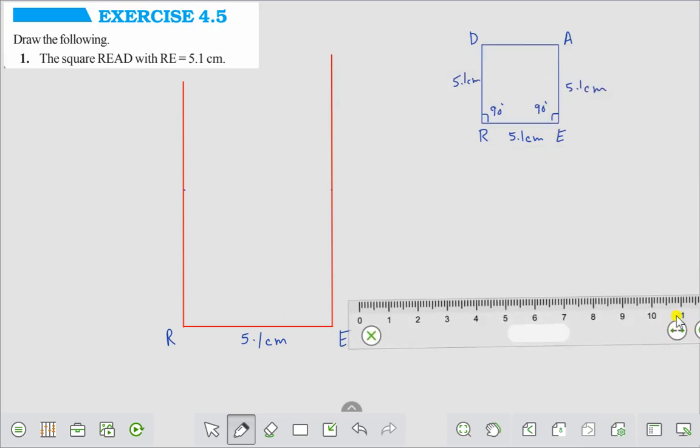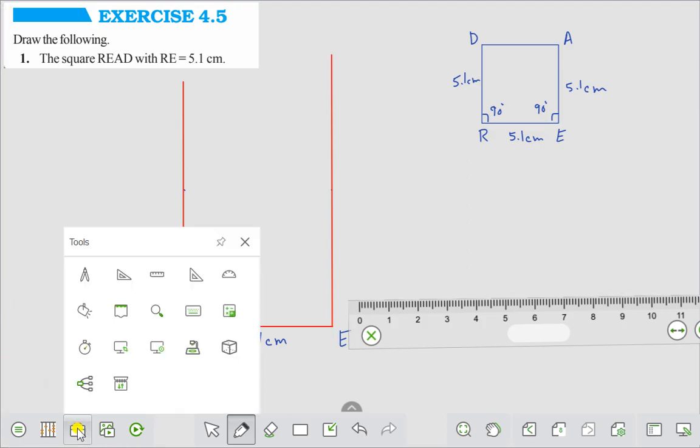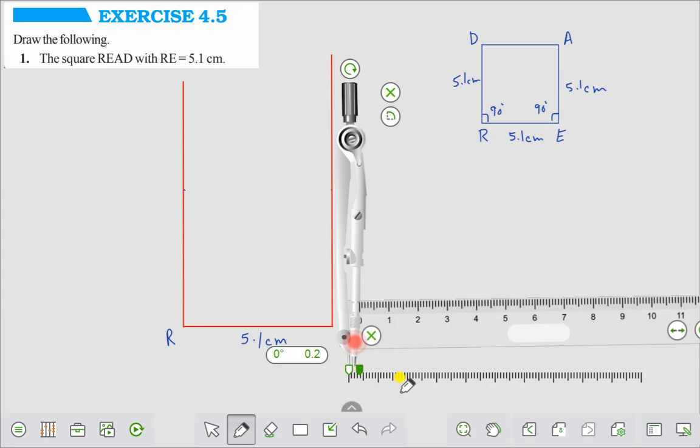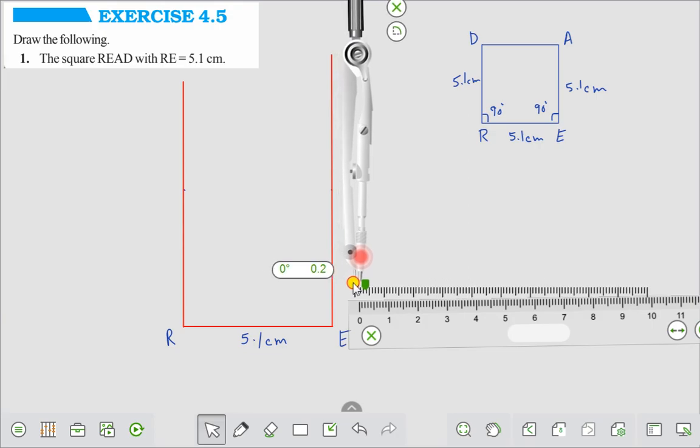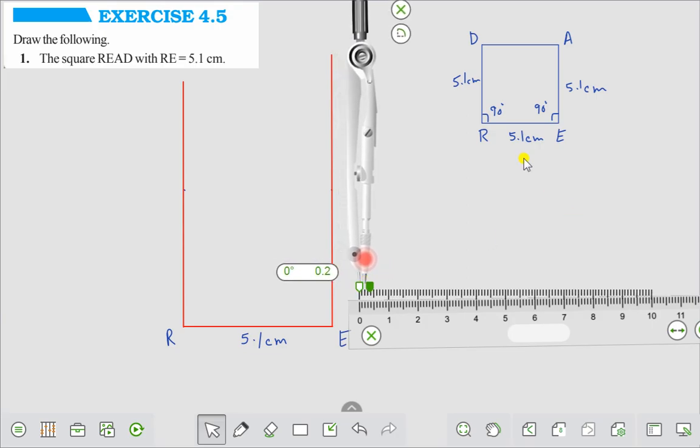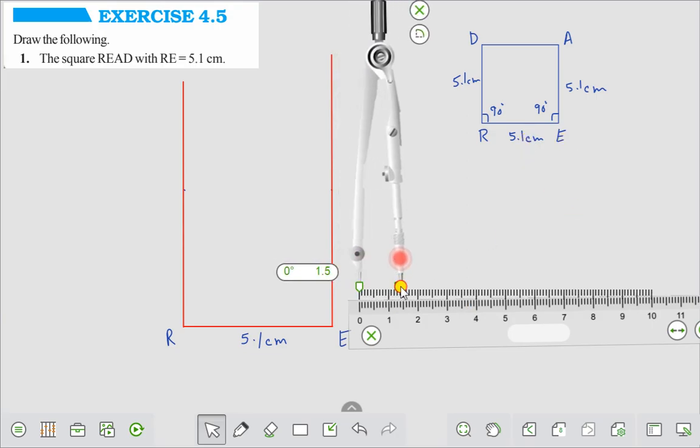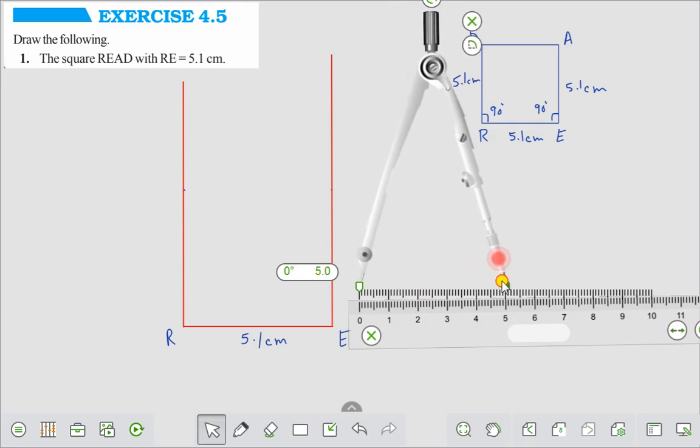take an arc of 5.1 centimeter with the help of a compass. Let us take a compass again and put this pointer at point R and take an arc of 5.1 centimeter. You see, this is exactly 5.1 centimeter.